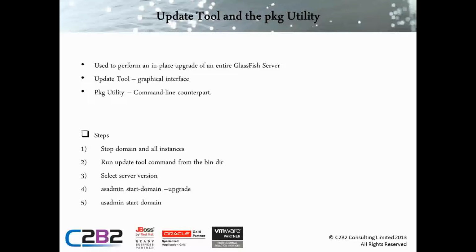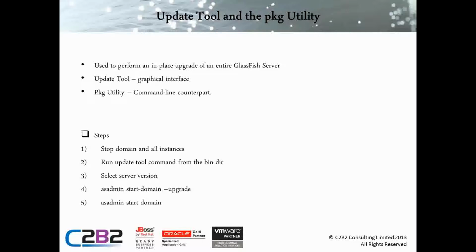If you look at the steps involved in doing this upgrade using the update tool, first you have to stop all the domains and all the server instances that are involved in the upgrade process. You then run either the update tool or the package utility command from the bin directory. This launches either the GUI or the command line, depending on which utility you chose. And then you select the server version that you want to upgrade to.